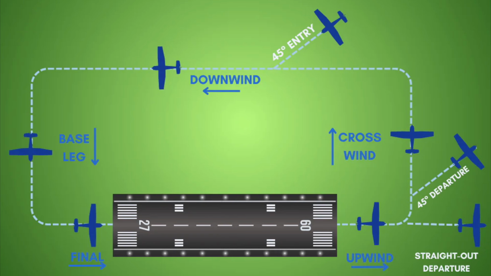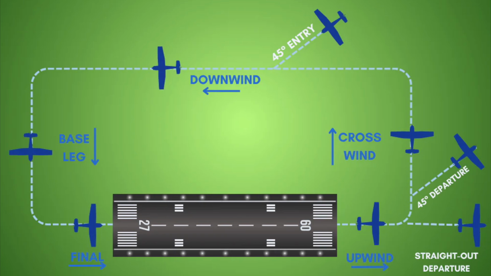Now, the second thing that I want you to remember is that these traffic patterns have what's called legs. And the legs are sort of like a relay team. You have the first leg, second leg, third leg, fourth leg running the race. But in this case, all of the legs in the traffic patterns have names. So let's go over them so you're familiar with them for the Part 107 exam.